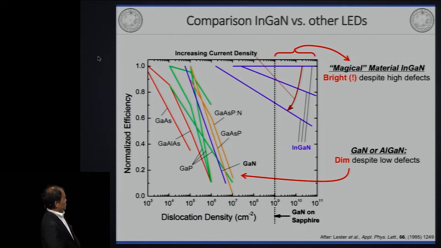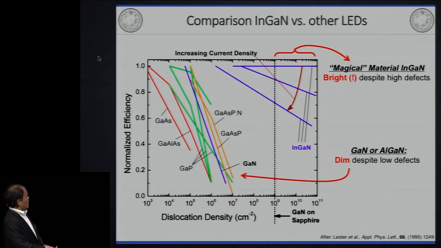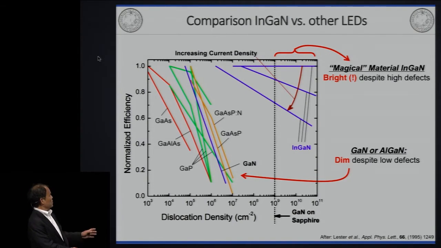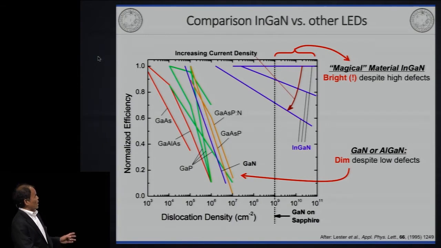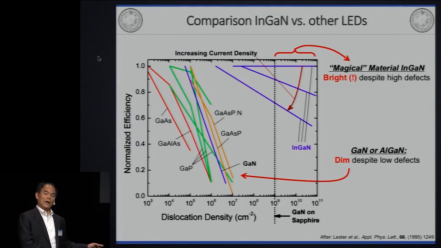You can see a lot of commercial LEDs still have dislocation density of 10 to the ninth. You can see only this region, only indium gallium nitride, shows a high efficiency. But when you use gallium nitride as an emitting layer, no emission. Gallium nitride is the same as conventional material. So only indium gallium nitride shows very high efficiency in spite of a huge number of dislocations. So indium gallium nitride is a magical or miracle material. That's the reason we luckily got high efficiency. Without indium gallium nitride, we couldn't get the Nobel Prize.